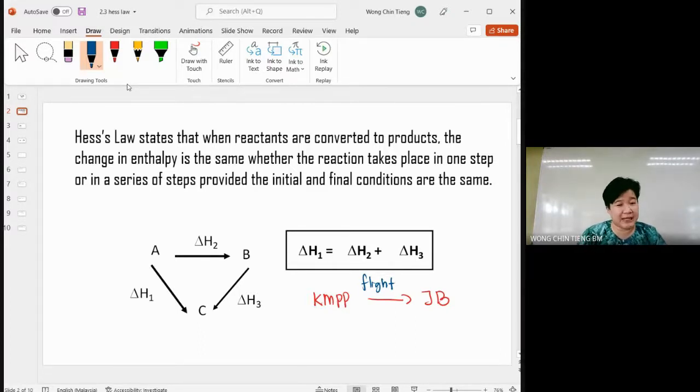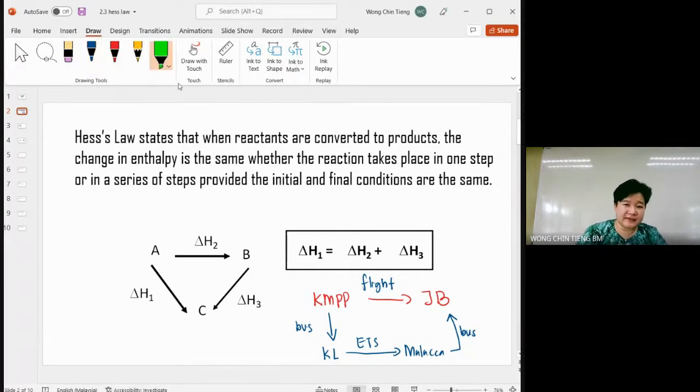Naik flight tapi laju sampai. Cara kedua, saya tak nak naik flight. Saya naik bus, saya pergi kat KL. Sampai kat KL, saya naik ETS. Saya sampai kat Melaka. Alright. Sampai kat Melaka, saya naik bus pula pergi kat JB. Alright. Soalan pertama saya, destination kita tak berubah. Betul? I am still departing from KMPP. I am also still reaching JB.